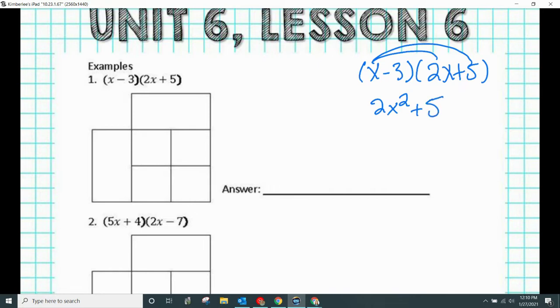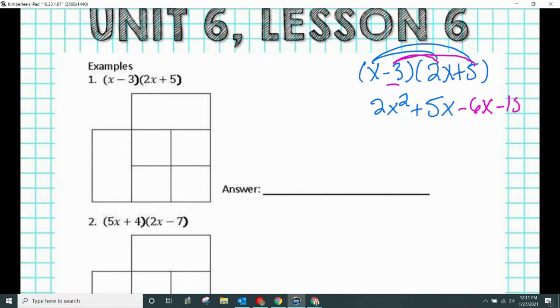But I'm not done yet because notice how there's still a negative 3 here. So now I have to multiply the negative 3 times everything. Well, negative 3 times 2 is negative 6, and there's an x with that term. And then I have to do the negative 3 times the 5. Well, that's negative 15.